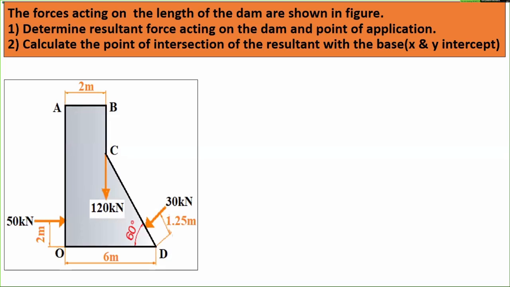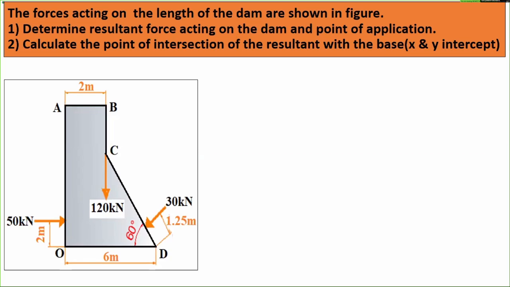On the left hand side, a 50 kilonewton force is acting towards the right at a distance of 2 meters from O. At point C, there is a vertical force of 120 kilonewton acting in the vertically downward direction. A 30 kilonewton force is acting at a distance of 1.25 from point D, and its magnitude is 30 kilonewton. So these forces are acting. So first, anyway, I have to find out the steps.